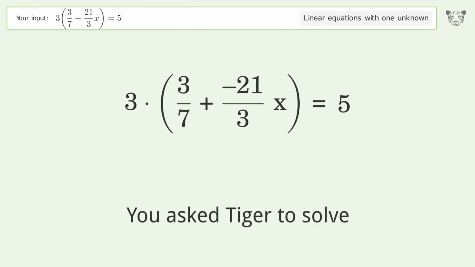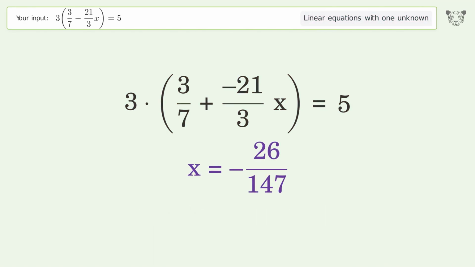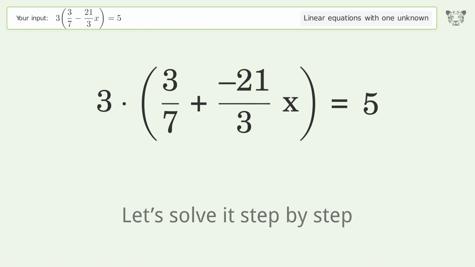You ask Tiger to solve. This deals with linear equations with one unknown. The final result is x equals negative 26 over 147. Let's solve it step by step.